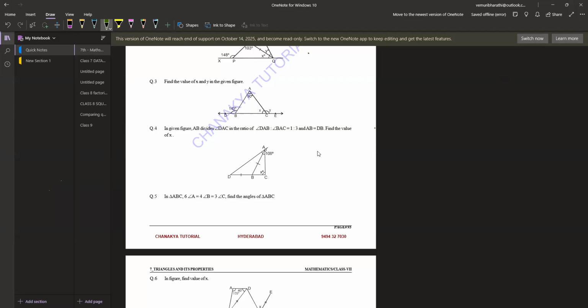Ma'am, to find x first, you need to get the value of b. The exterior angle there is 143, and to get 180 inside, it needs to be 37 degrees. So 90 plus 37 minus 180 gives you the answer. 90 plus 37 is 127, and 180 minus 127 is 53.